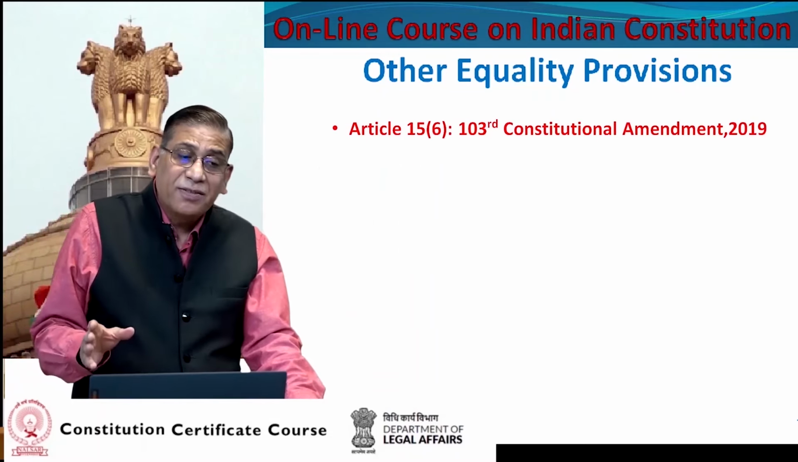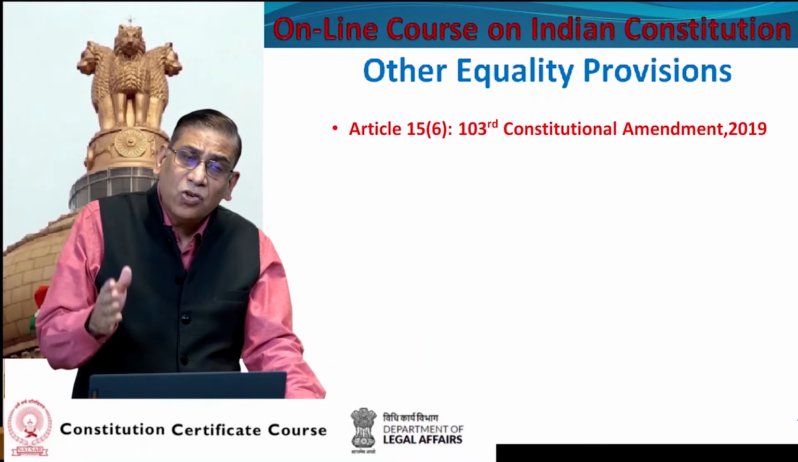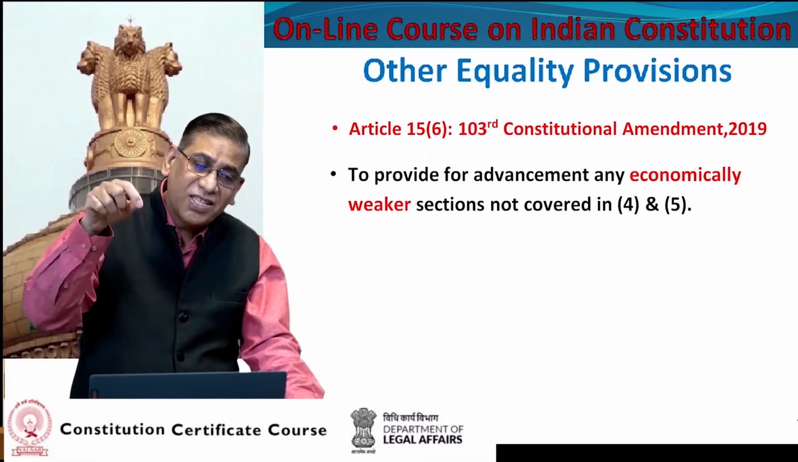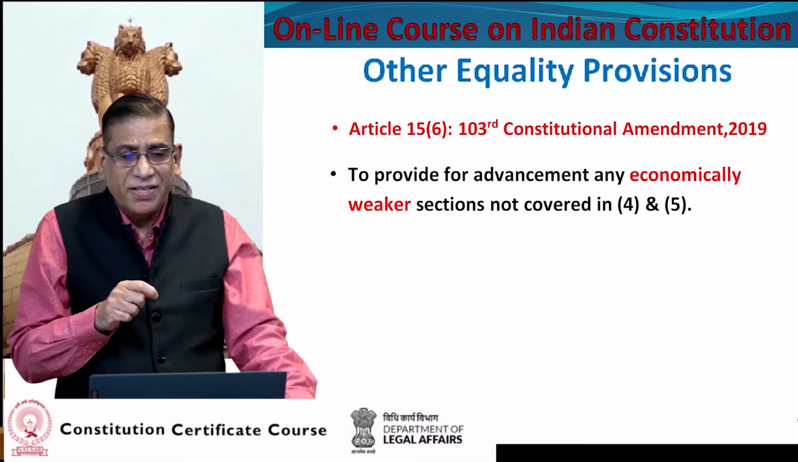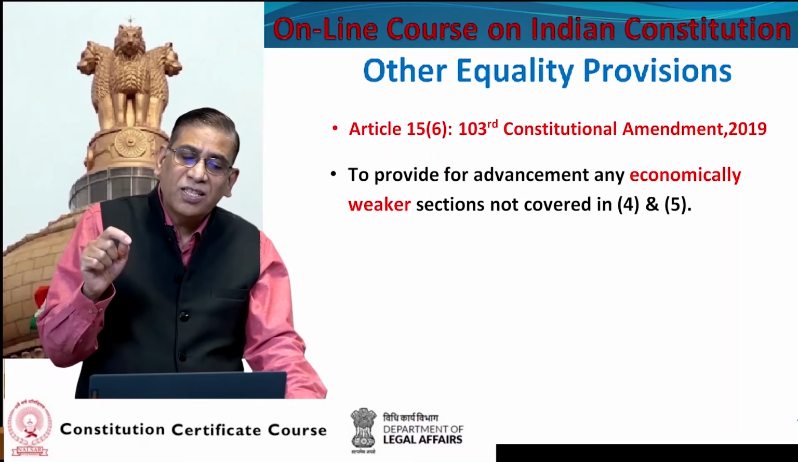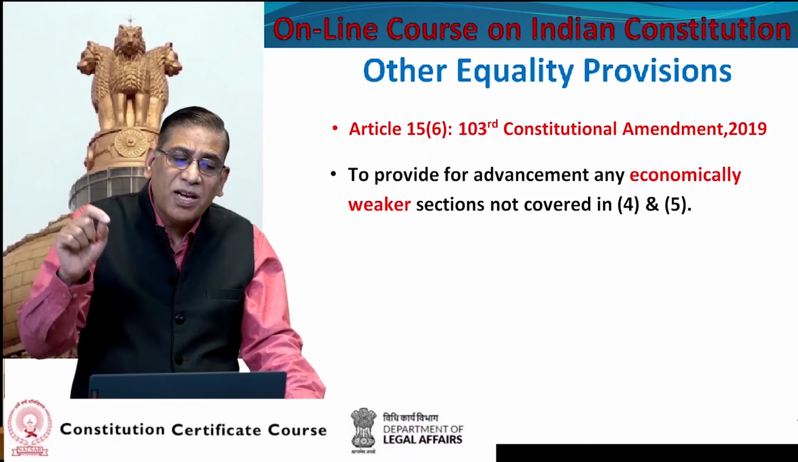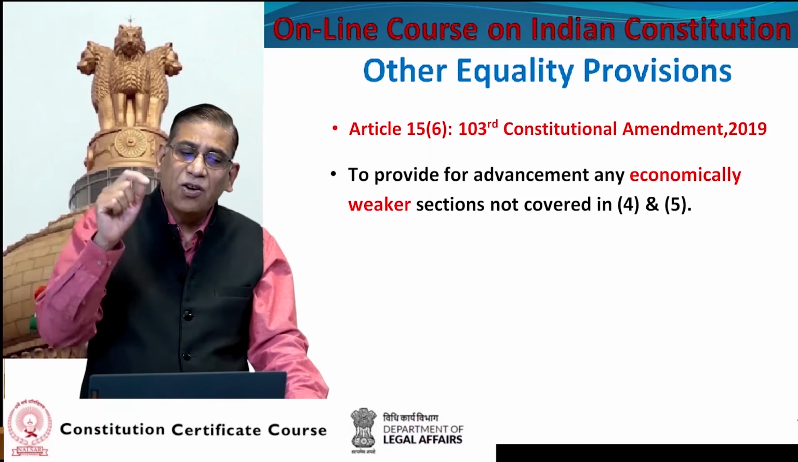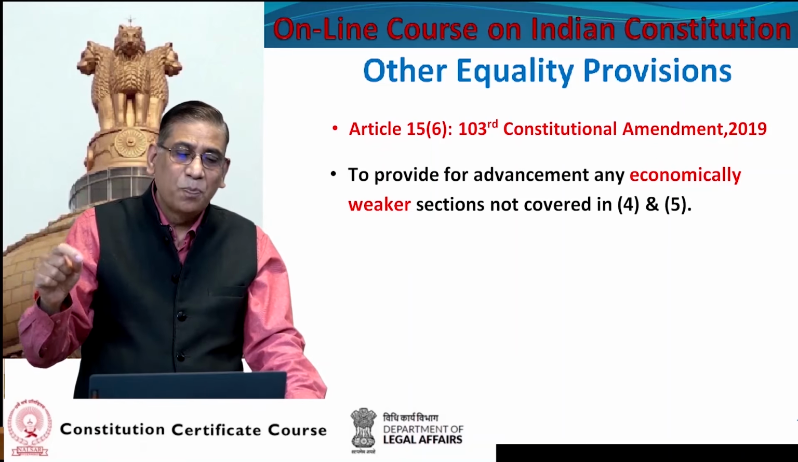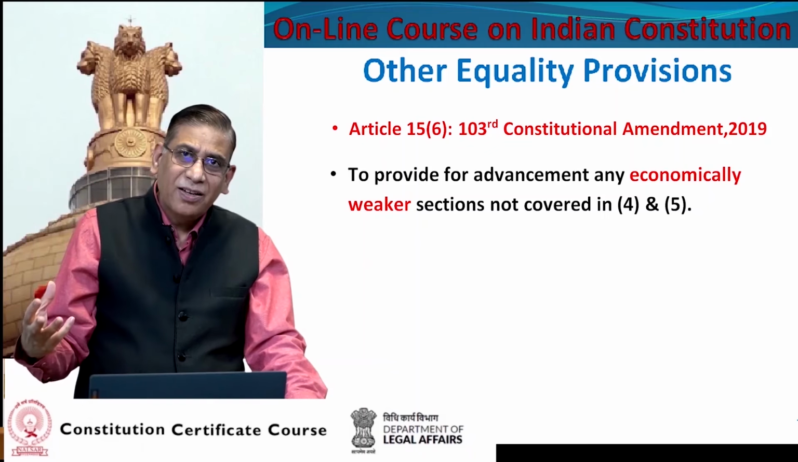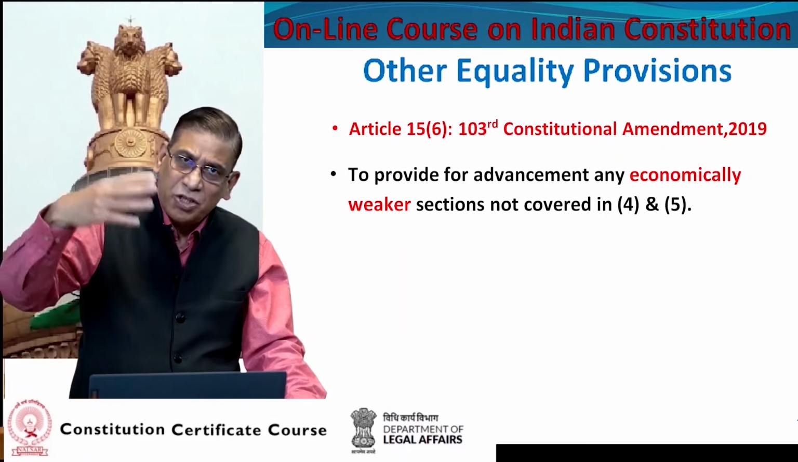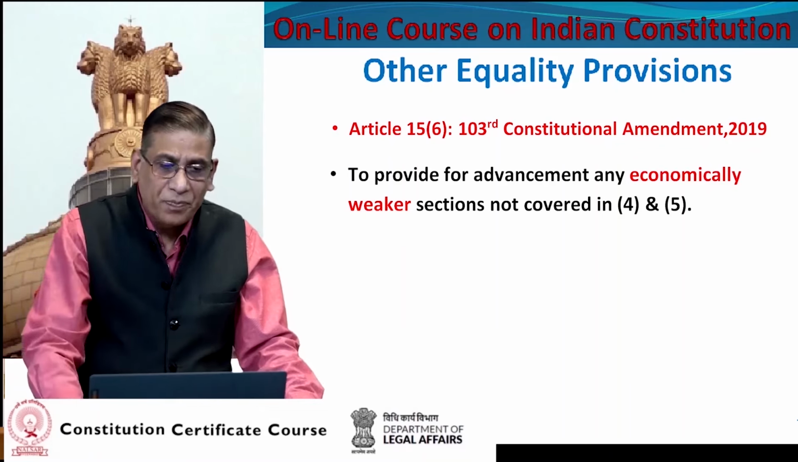In 2019, by 103rd Constitutional Amendment, another clause was inserted, Article 15, Clause 6, which now provides, for the first time in our constitutional history, a provision for the advancement of any economically weaker sections which are not covered by Clause 4 and Clause 5. So people who are economically weaker, for them also state can make a special provision, and the government has made special provision of 10% reservation for them.